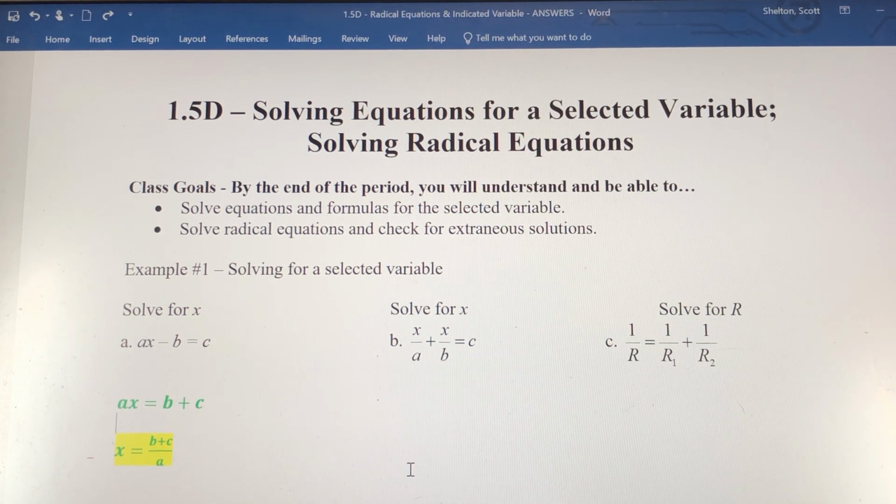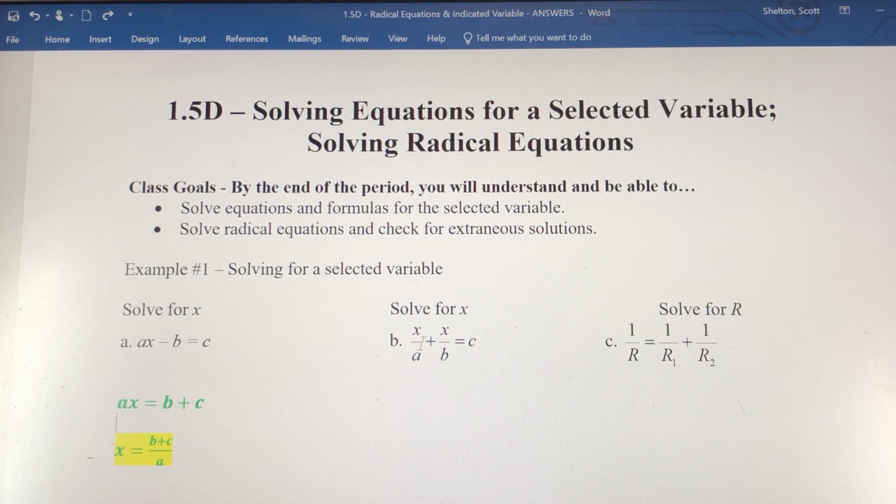In B, we want to get X by itself. Now, I've got two of these X's. I've got an X in the numerator of this expression, and an X in the numerator of this expression. So first thing I want to do is get rid of this A and this B here.